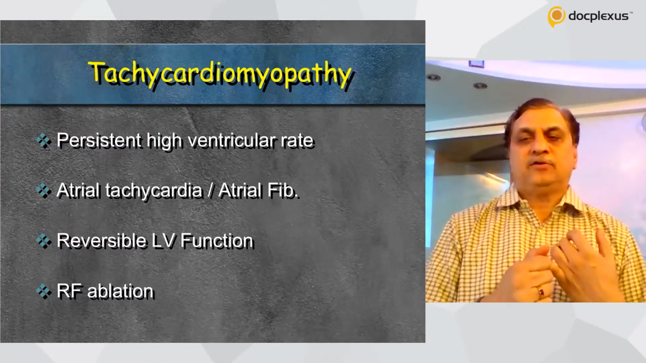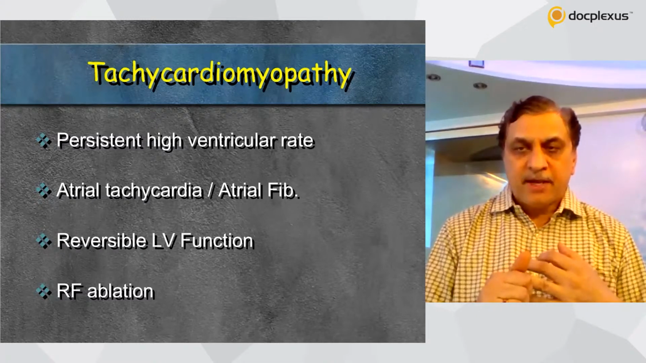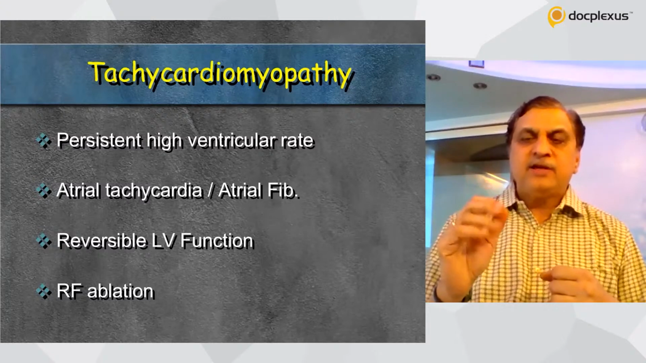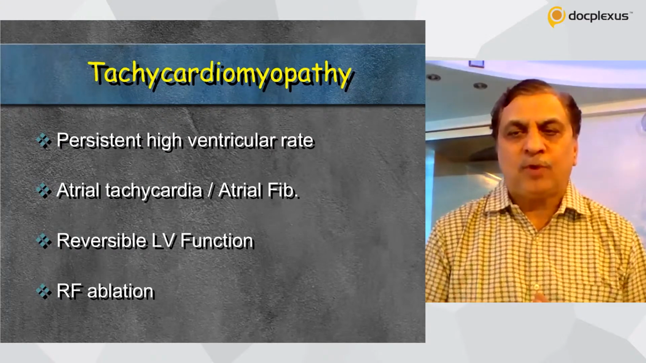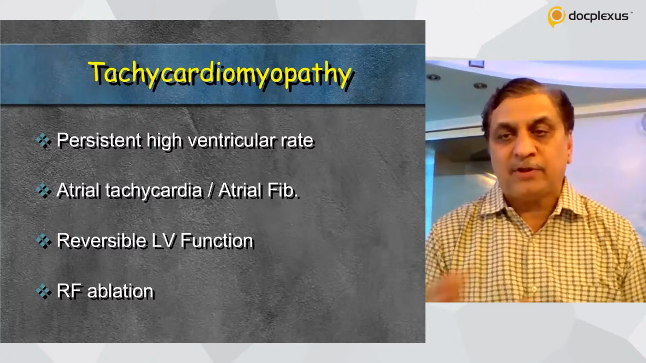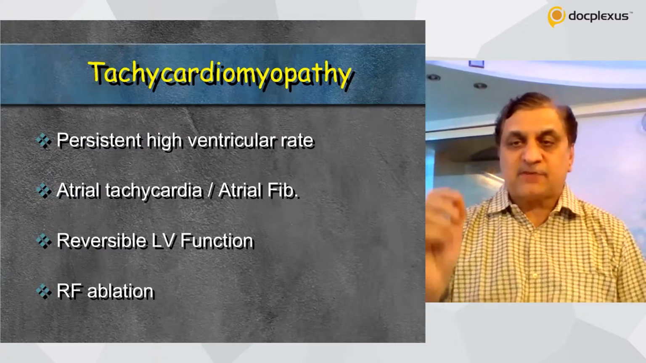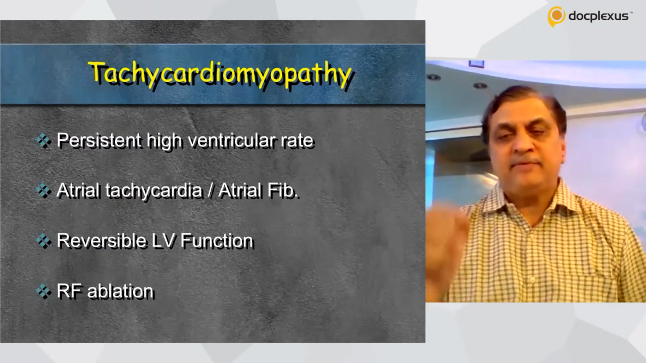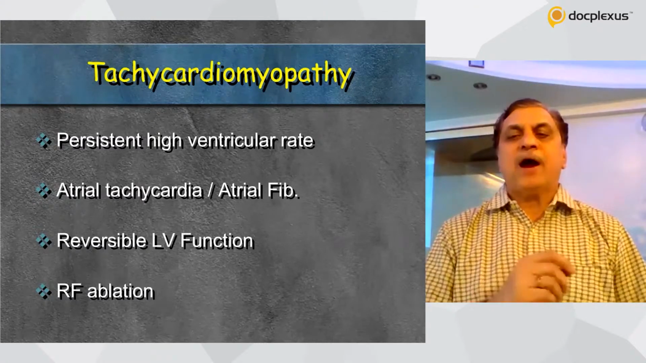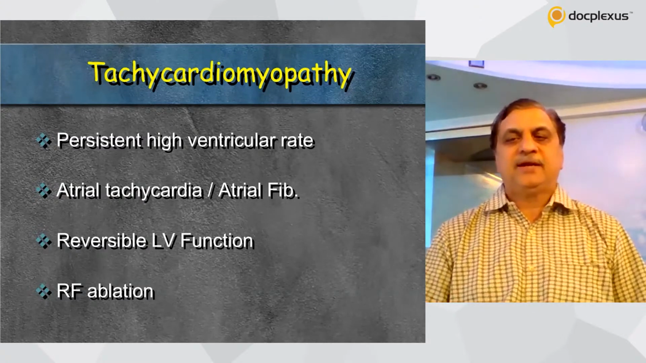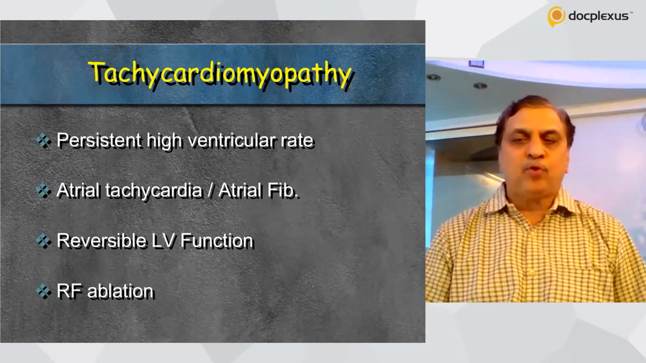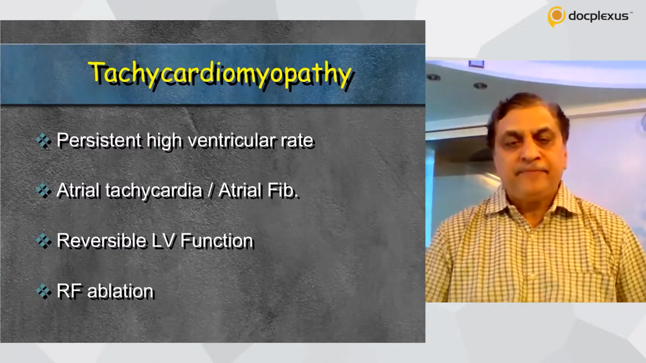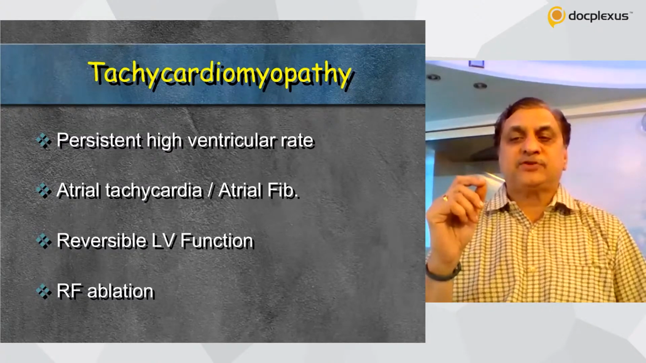Now here, what is the corollary? Any young patient who has LV systolic dysfunction, and if you find that his pulse rate is always between 120 and 130 or 110 and 130 all the time, then you must suspect tachycardiomyopathy. Why is this? Because sometimes these patients are labeled as viral myocarditis and given a lot of drugs, and they will never improve unless you ablate the atrial tachycardia. So that is why this particular tachycardiomyopathy concept is extremely important.